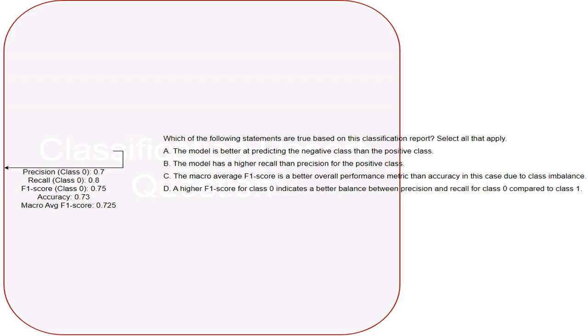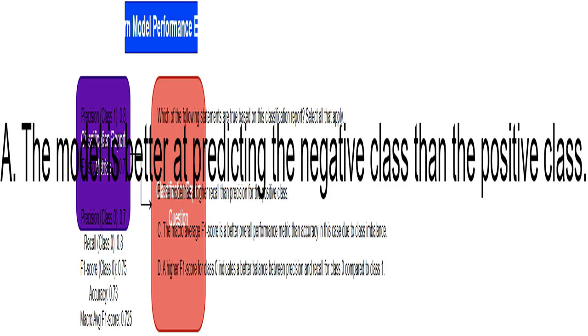Statement A suggests that the model performs better on class 0, negative, than class 1, positive. I need to compare the metrics for both classes to verify. Statement B claims the recall for class 1 is higher than its precision. I'll check the values from the report to see if this is true.